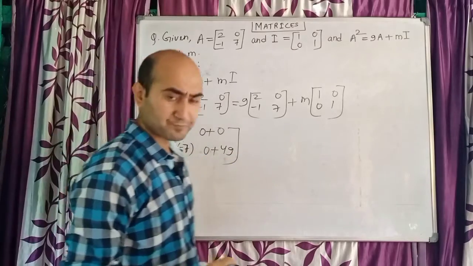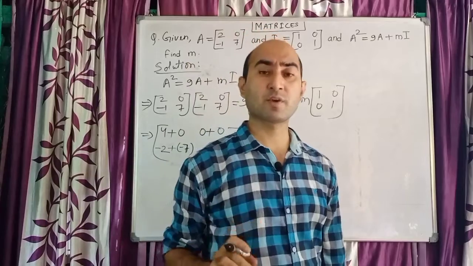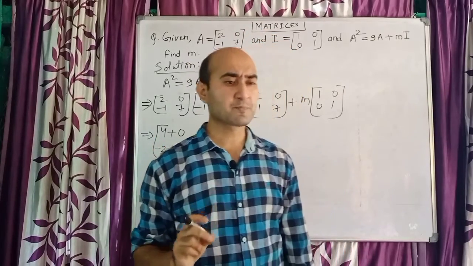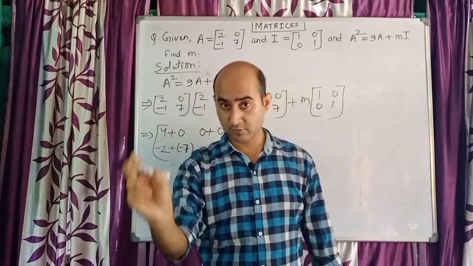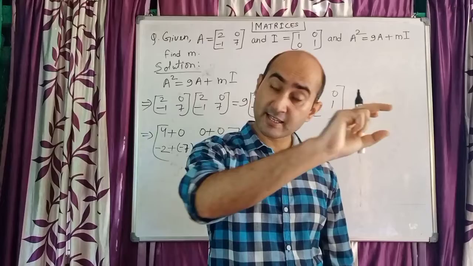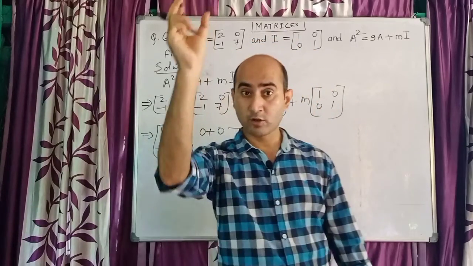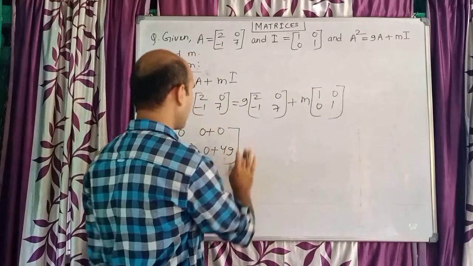So children, if you still have problems with the multiplication, I request you to rewind this multiplication portion very carefully, because it's very simple. We take the first row with the first column, then the same first row with the second column. Next comes the second row with the first column, second row with the second column. That way we multiply.